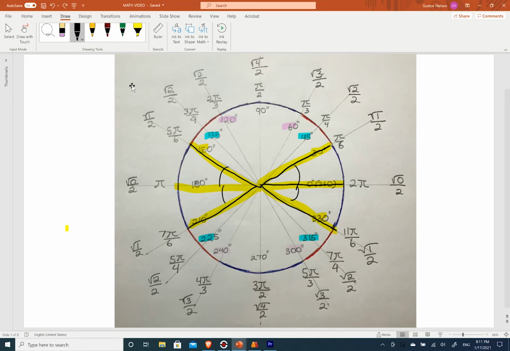Welcome back. I hope you enjoyed the repeating pattern. Now we're going to get into re-examining the unit circle, and we're going to look at a pattern that emerges with similar reference angles. So first we're going to look at the angles that have a reference angle of 30.